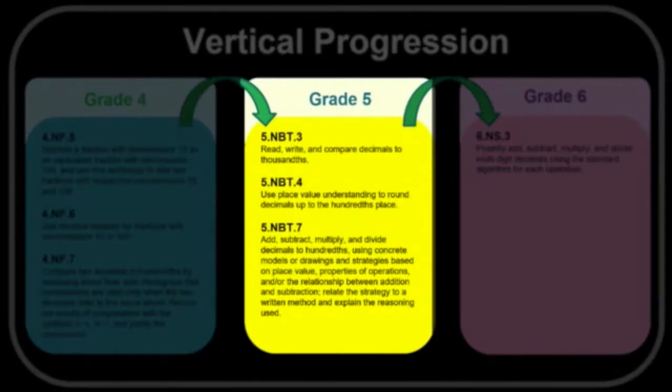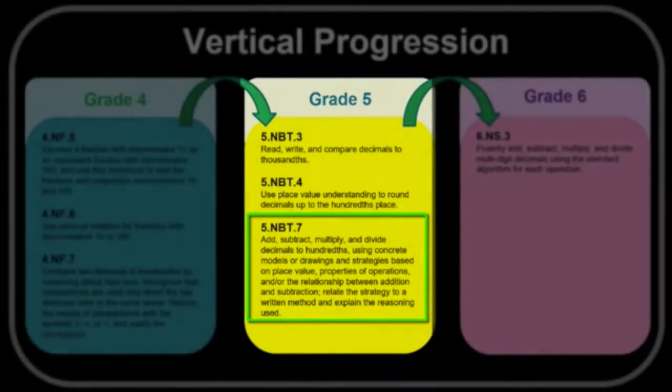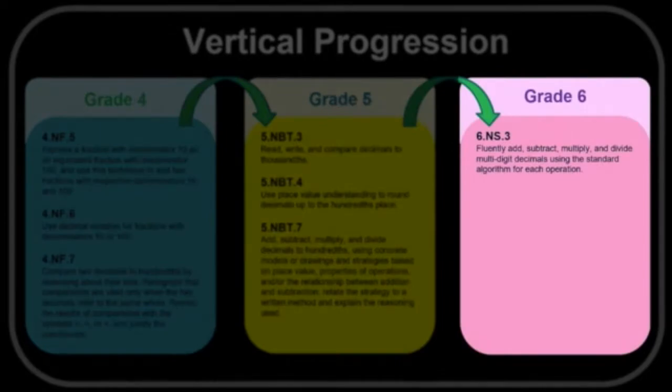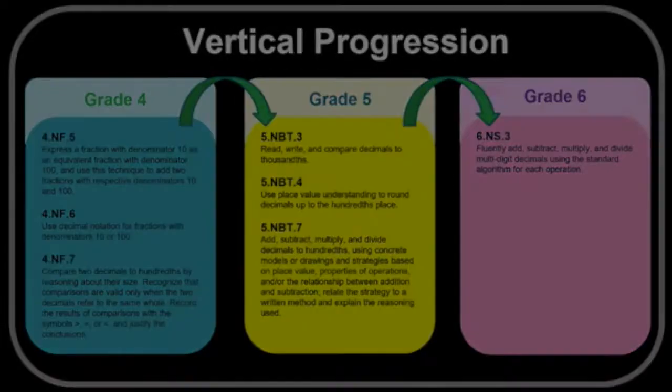In Grade 5, students read, write, and compare decimals to the thousandths place, use place value understanding to round decimals to the hundredths position, and use concrete models and drawings to add, subtract, multiply, and divide decimals to the hundredths place value position and relate the strategy to a written method. In Grade 6, students fluently use the standard algorithm to perform all operations with multi-digit decimals.